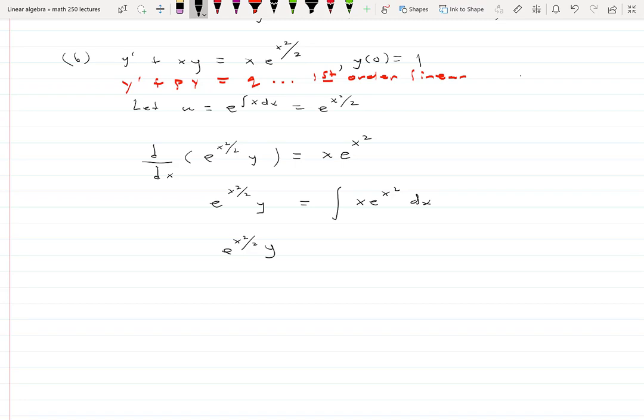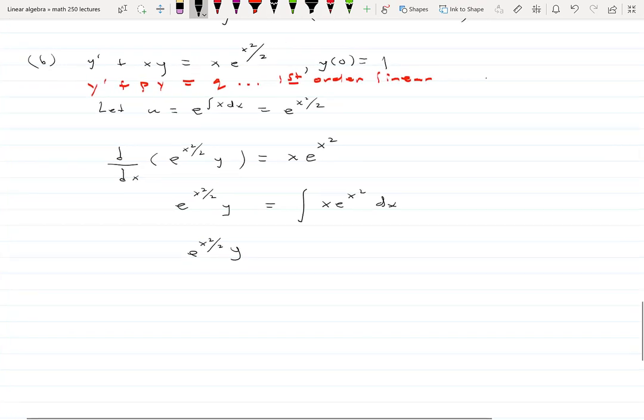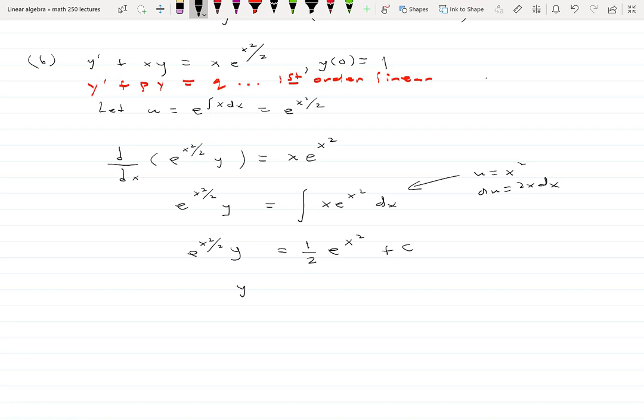If you want, you could let u equal x squared, then du equals 2x dx. So I'll indicate that, and I'll let you finish it if you're so inclined. Might be a good idea. If you do that, you get 1 half e to the x squared plus a constant, and then maybe multiply by e to the negative x squared over 2 to solve for y.